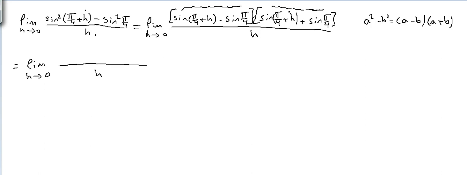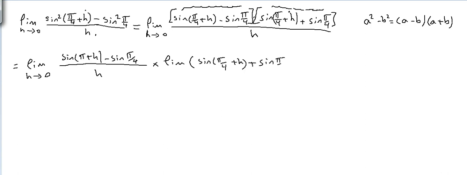h here with this part only, which is sine pi over 4 plus h minus sine pi over 4, times the limit of sine pi over 4 plus h, right, plus sine pi over 4 as h tends to 0. This part we don't have any problem with. We will see now what is its answer directly. But this one here, the first part, its limit as h tends to 0.